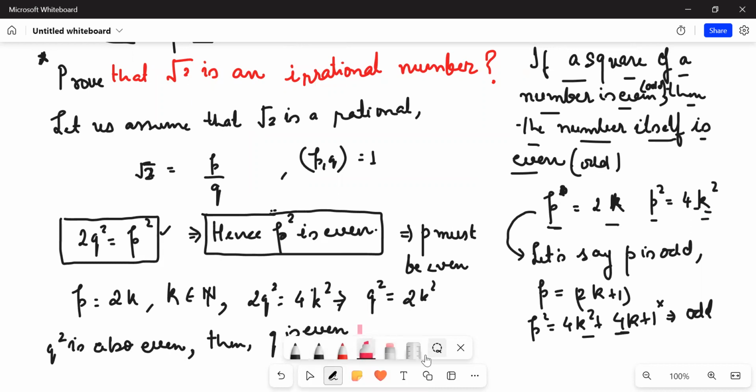Remember, when I was starting this particular question, I told you that I have to prove that root 2 is an irrational number. I started with saying that root 2 is a rational number, such that root 2 can be expressed in the form of p by q, reduced to the lowest order. That is, the GCD of p and q is equal to 1. So it implies that p and q must have no common factors.